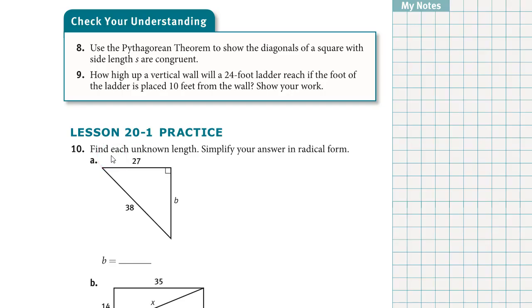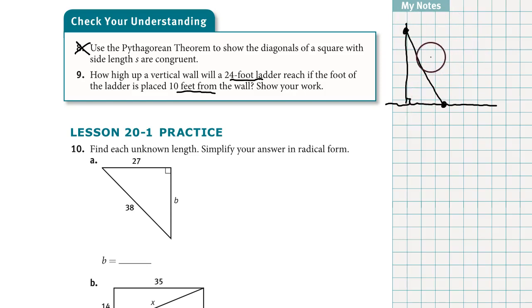Let's skip ahead to the check your understanding on the next page. We're going to skip number 8 and work on number 9. How high up a vertical wall will a 24-foot ladder reach if the foot of the ladder is 10 feet from the wall? Show the work. It'll help if we make a drawing of this. From the side, a vertical wall is just a line going uphill. Let's draw horizontally to be the ground. Now from the side, there's a ladder running diagonally. It touches the ground right here, and it touches the wall up there.